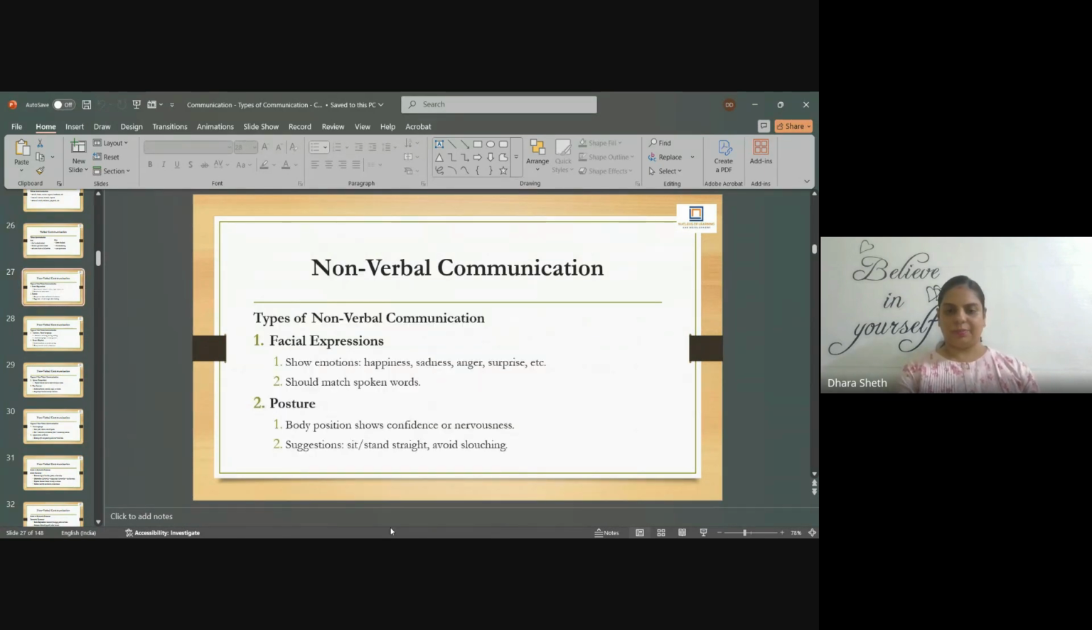Non-verbal communication. So, clear with verbal communication, it is oral and written. Wherever words are used, that is called verbal communication. Okay, non-verbal communication. There are 8 types of non-verbal communication. Very easy to remember and understand.